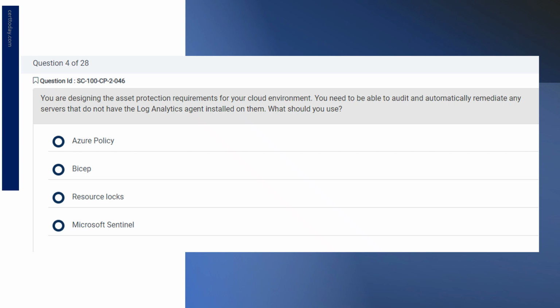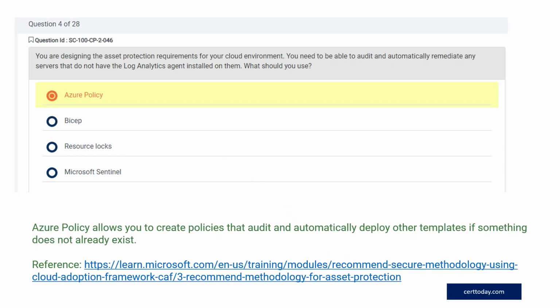Question 4. You are designing the asset protection requirements for your cloud environment. You need to be able to audit and automatically remediate any service that do not have the Log Analytics agent installed on them. What should you use? Azure Policy allows you to create policies that audit and automatically deploy other templates if something does not already exist.